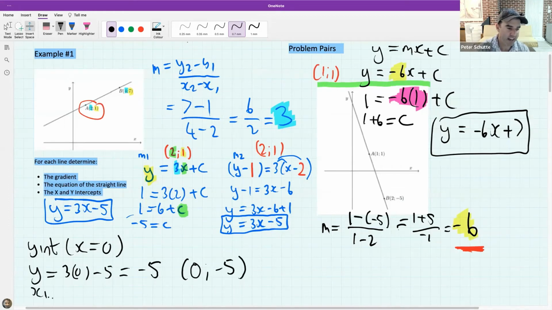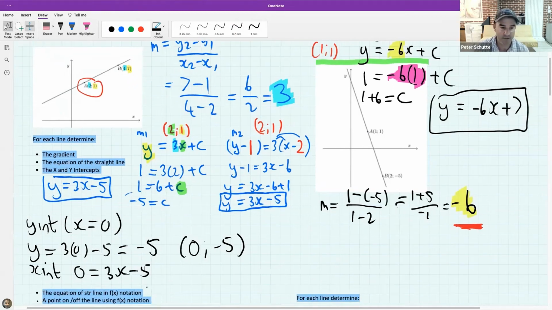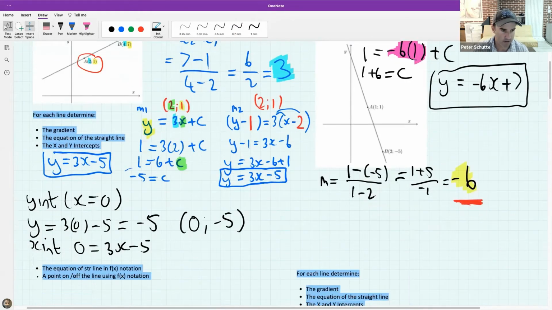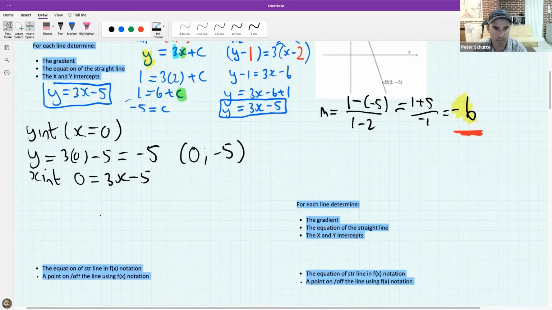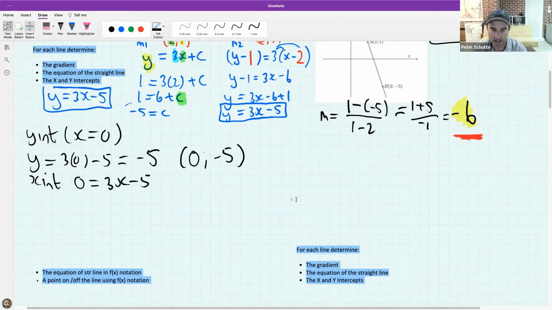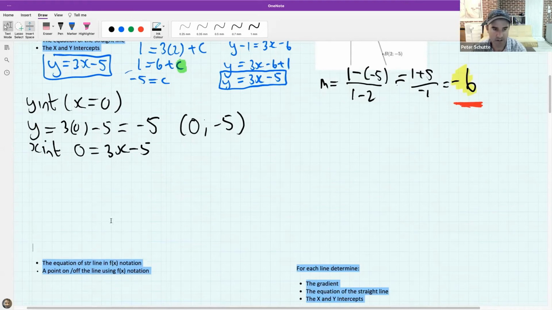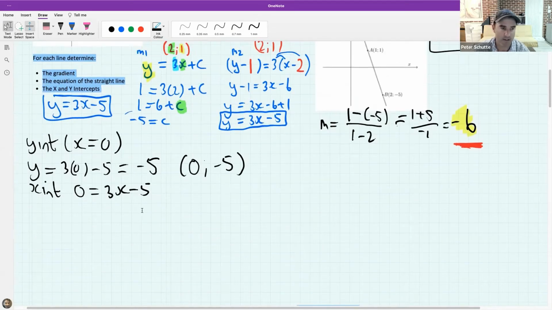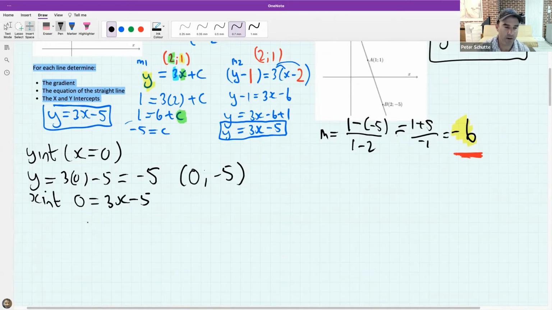To find the x-intercept of a straight line, we have to do the opposite thing. We have to make y 0. And so we would then get the equation 3x minus 5. Let me just move some of my other stuff out the way because it's getting in the way. Luckily, I do have an infinite canvas, so there is plenty of space. So we get 0 equals 3x minus 5. I then get 5 equals 3x. I divide both sides by 3.